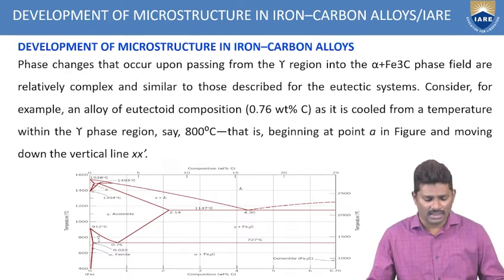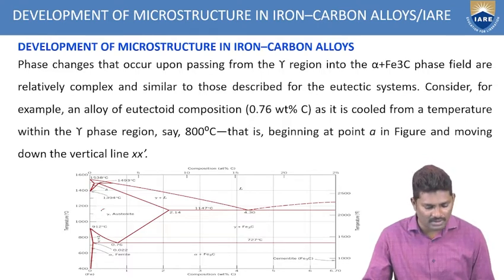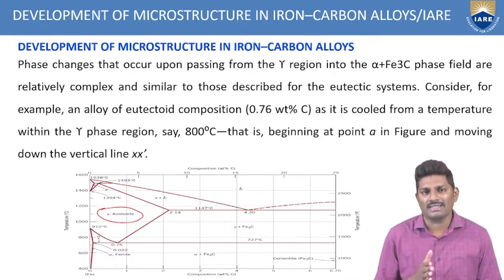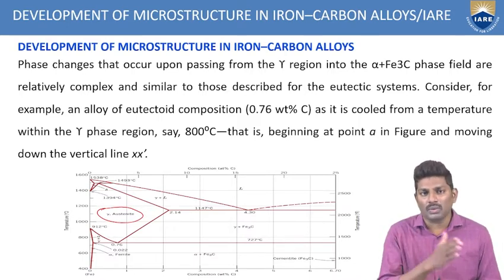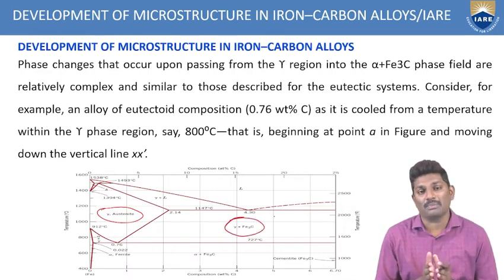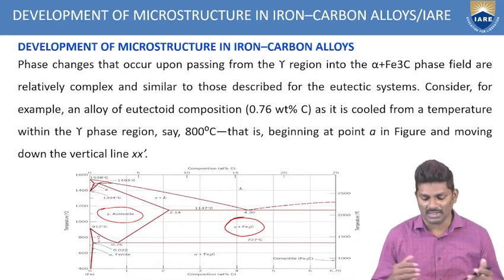Generally, if you see in this phase diagram, the phase change that occurs upon passing from the gamma region into the alpha plus carbide, that is Fe3C. Where is the gamma? The gamma region is nothing but the austenite. So when the phase is changing from austenite to austenite plus cementite, or the carbide, we'll discuss what happens during this change in the microstructure.